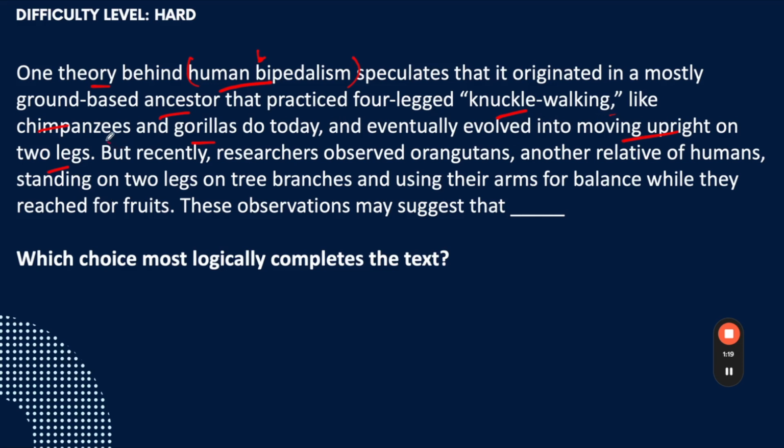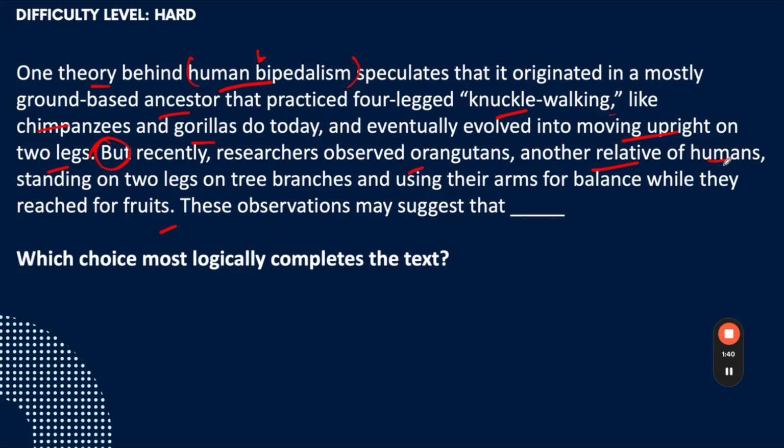But recently. The mention of "but" should tell you that there is some contradictory fact that's going to come up, right? And let's see what it is saying. Researchers observed another relative of humans standing on two legs on tree branches and using their arms for balance while they reached for fruits. So now we are talking about O, which is basically nothing but another relative of humans.